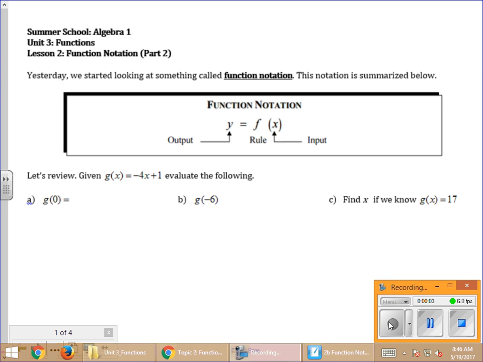This is the Algebra 1 Summer School, Unit 3, Lesson 2, Function Notation, Part 2, Notes.